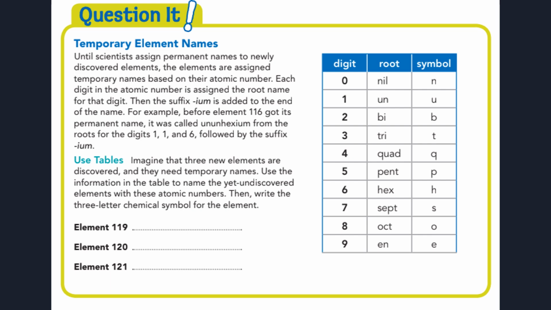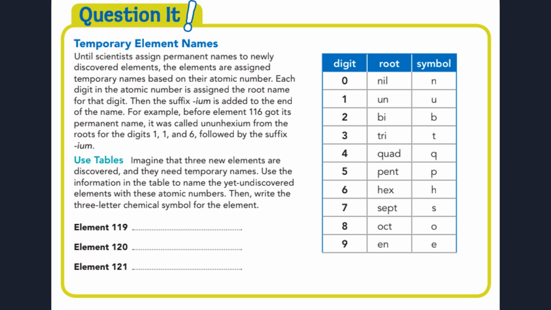Then the suffix "ium" is added to the end of the name. For example, before element 116 got its permanent name, it was called ununhexium, from the roots for the digits 1, 1, and 6, followed by the suffix "ium." So we're going to use this table and imagine that 3 new elements are discovered, and they need temporary names. Use the information in the table to name the yet undiscovered elements with these atomic numbers.